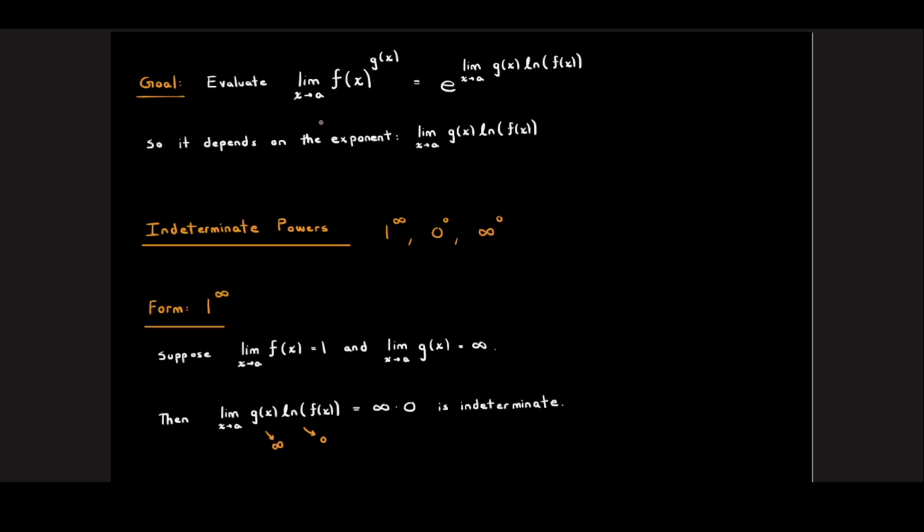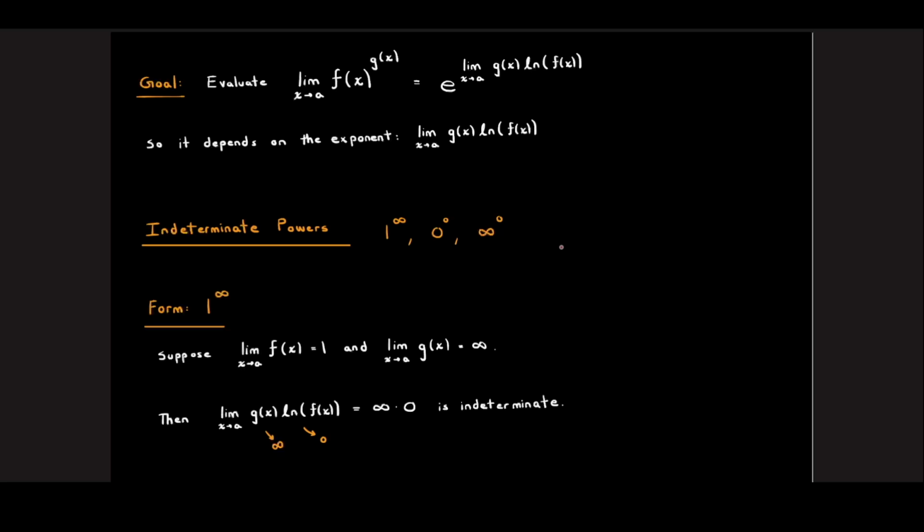If you recall, our goal was to evaluate a limit of the form as x approaches a of f of x to the g of x. And the way we did that was we wrote this in terms of e and ln, then we brought the exponent down, we passed the limit sign through the exponential, and we got to this final form. And we talked about how to evaluate this limit, it boils down to evaluating this sort of product. And so the limit actually depends on this limit. And so let's analyze this exponent.